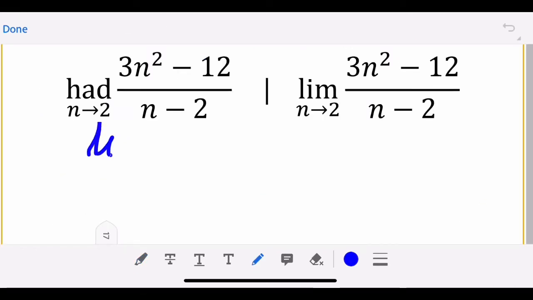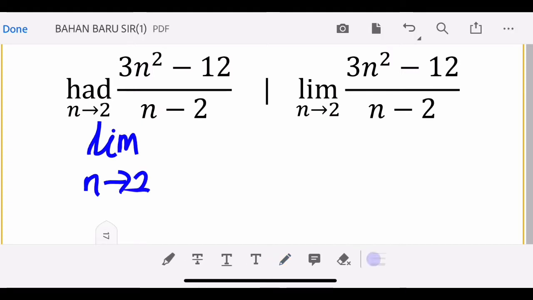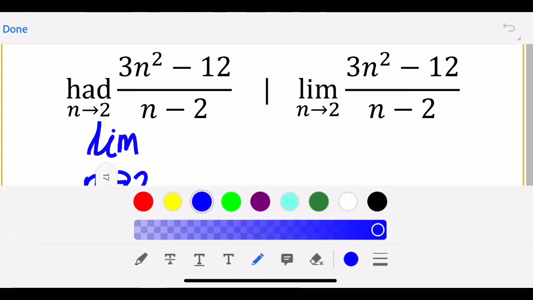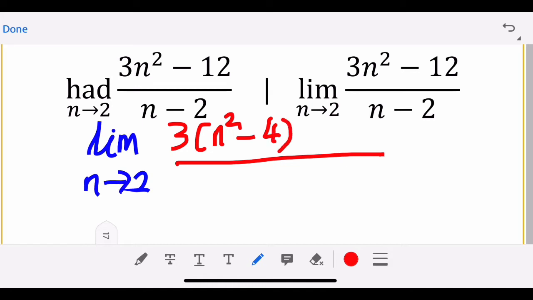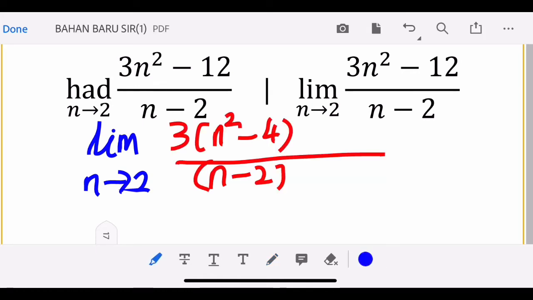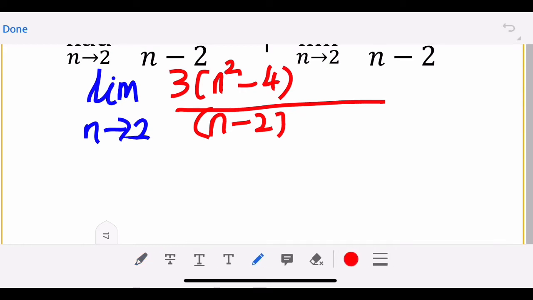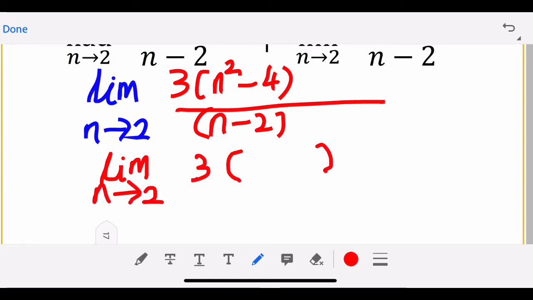Alright, so now I discuss limit. So many of you say you don't know how to do limit. Actually, limit is quite simple. You follow the steps. The first step is you have to factorize. Factorize, so 3 times (n squared minus 4), right? Divided by n minus 2. Now after you factorize, you have to cancel the common factor. So we have to factorize until we can cancel out the denominator.